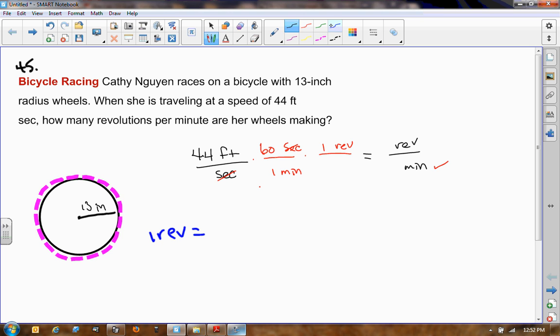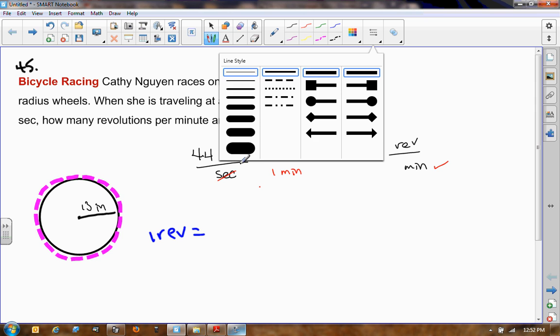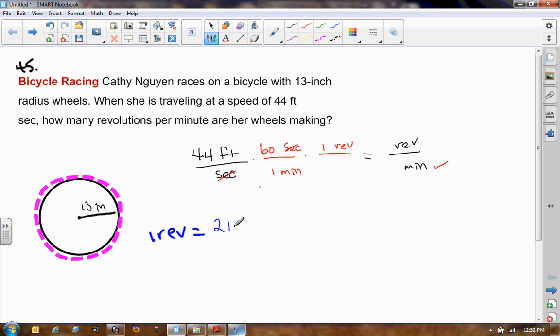equals, remember what we did the other day? A revolution is a circumference, 2 pi times radius, which is 13. So 1 revolution is 26 pi. And now be careful, because this is inches. We don't want inches, we want feet, because this is feet, so we've got to get rid of the word feet. So we've got to convert this to feet. How many inches are in 1 foot? We'll do another conversion. Inches, you've got 12. You've got 1 foot.